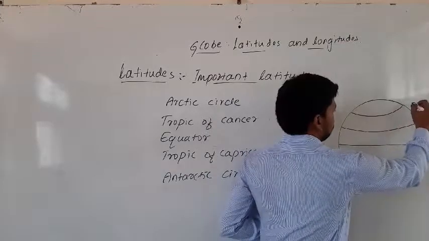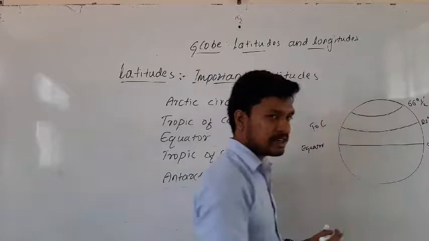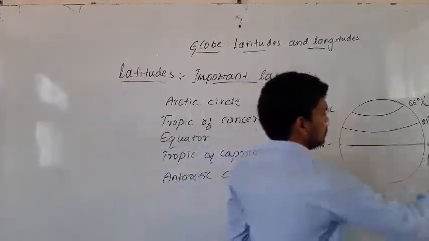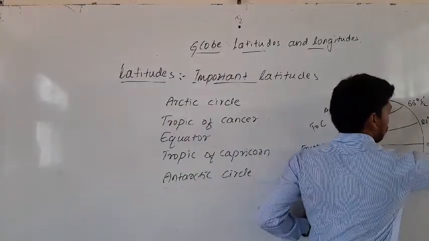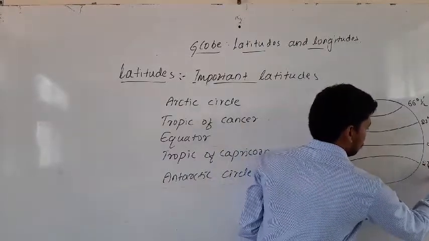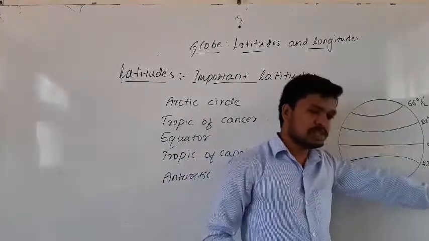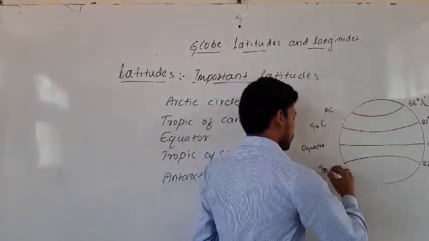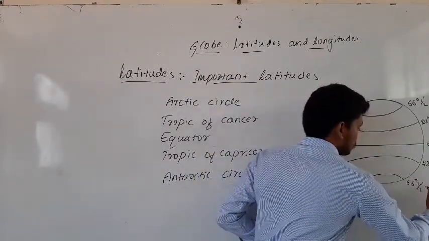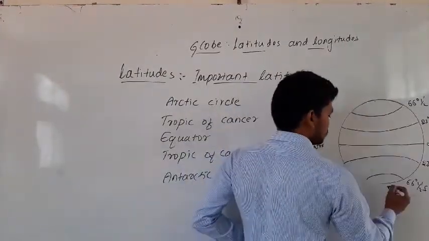And 66 degrees 30 minutes north is called the Arctic Circle. In front of these values, we should mention north or south, because the same values exist in the southern direction. 23rd degree 30 minutes south. Mentioning these directions, north and south, is very important. In the south, we have the Tropic of Capricorn, and the same 66 degrees 30 minutes south, we have the Antarctic Circle.